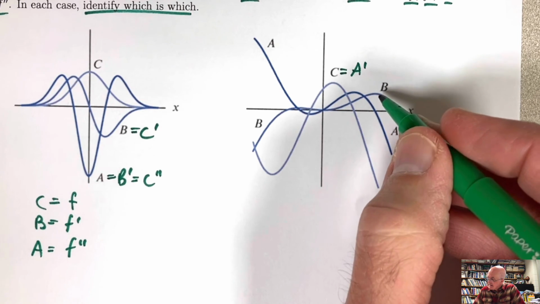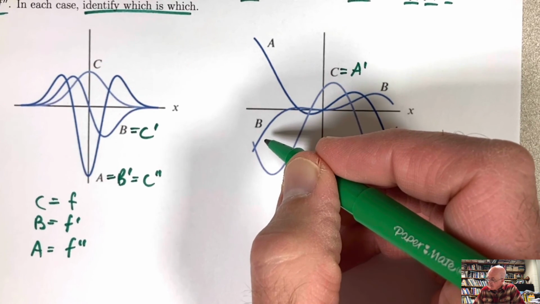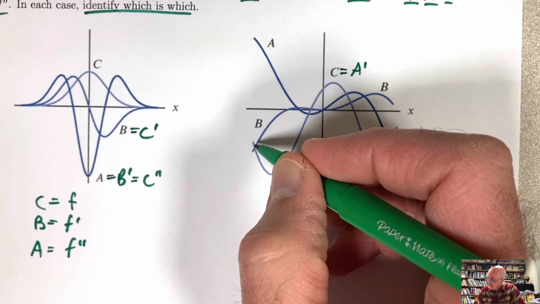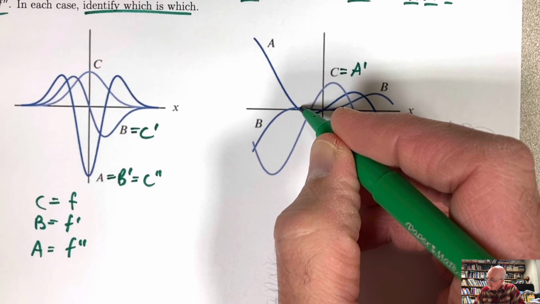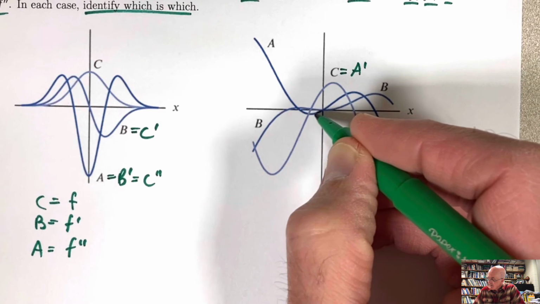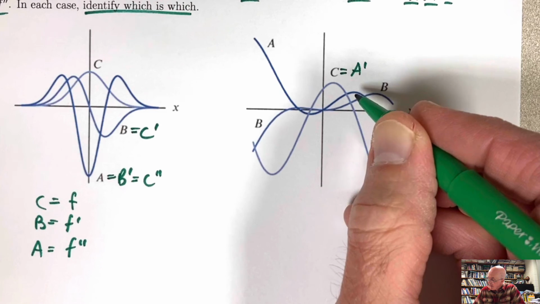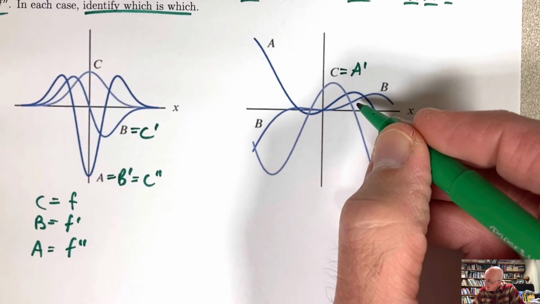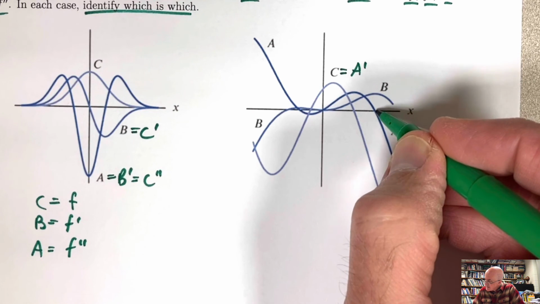Is A possibly B prime? Is A the derivative of B? That's another possibility. The slope of B is positive here, just like the value of A is positive. Slope of B is 0 right there, just like the value of A is 0. This is looking good. Slope of B is negative in here slightly, just like the value of A is negative. Gets back to a positive slope here, just like the value of graph A is positive here. 0 slope there, just like A is 0. It looks like A is the derivative of B.